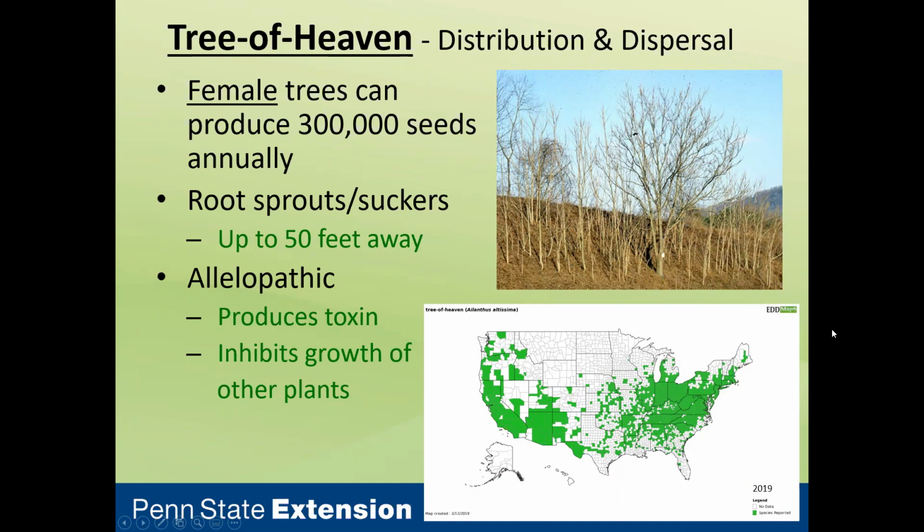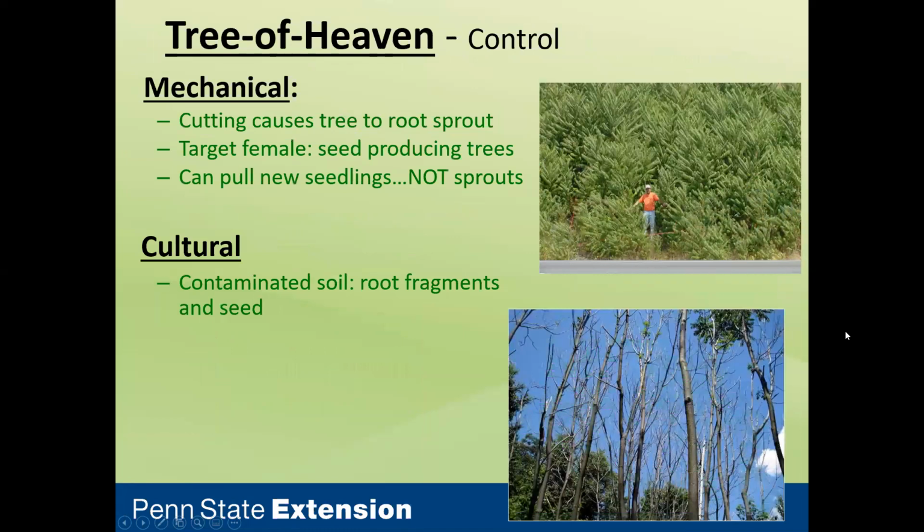And again, this is an allelopathic plant, so it produces a toxin that prevents other plants from growing. So mechanical means are not effective at controlling this plant. So you see in this image right here, these were cut the previous growing season, and this is 1 year of regrowth following just simply cutting and not applying any kind of herbicide treatments.